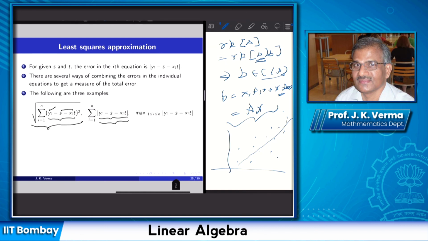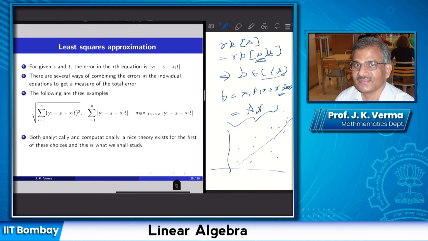This is also a valid method. We could take the max of the deviations between the experimental value and the predicted value, and call this also an error. So you fix your definition of error, and then we can get the right fit. There's a theory for each type of error, but in practice, the least square approximation is preferred. We want to find the parameters of the straight line so that this error is minimized. That is the data fitting problem.